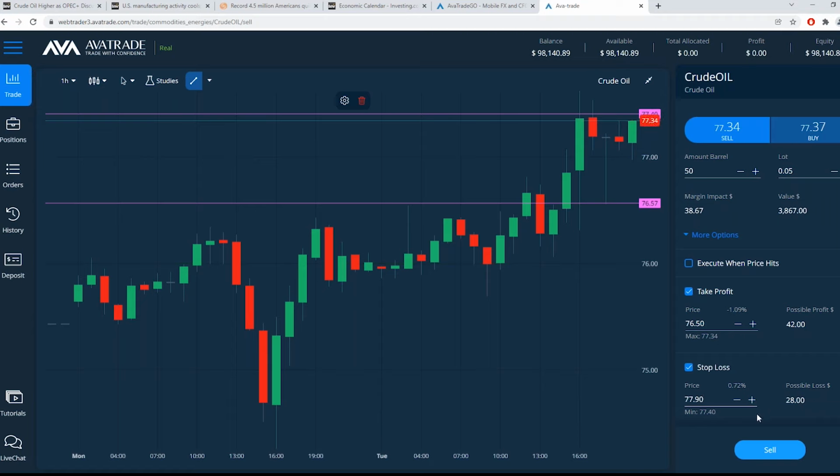So it's a nice balance, right? And you could say, okay, well, maybe we take this all the way up to 78. And we say, okay, we still have a little better potential profit compared to risk.